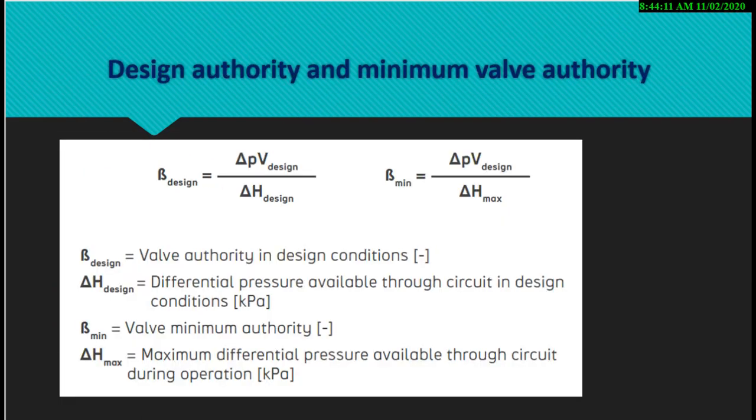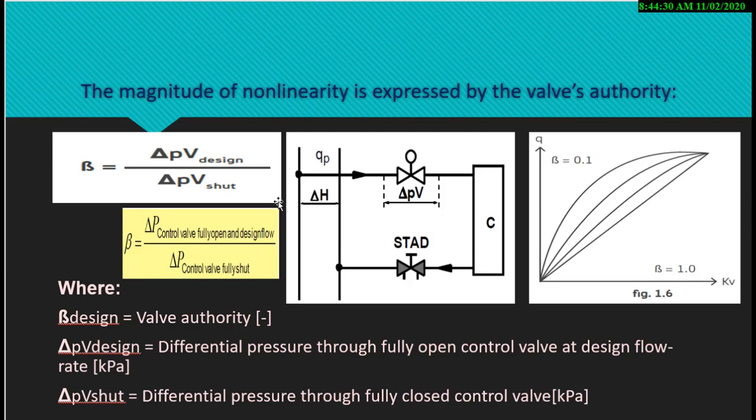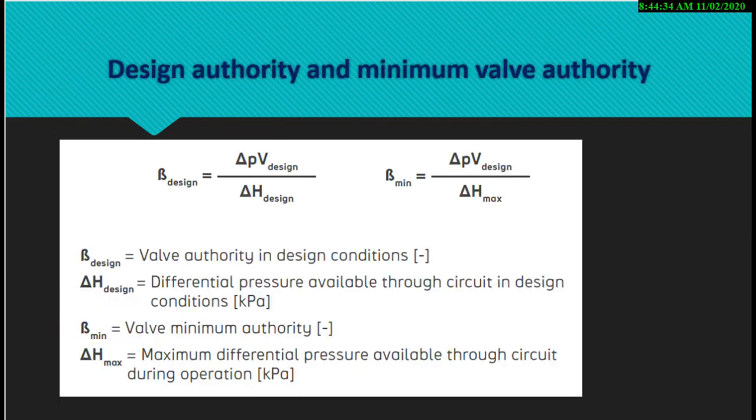There is another definition for valve authority which is related to the circuit itself. So the beta is delta PV design divided by delta H design. Minimum, it should be delta PV design divided by delta H maximum here. This is delta H design or maximum. So this is the other definition of the authority.